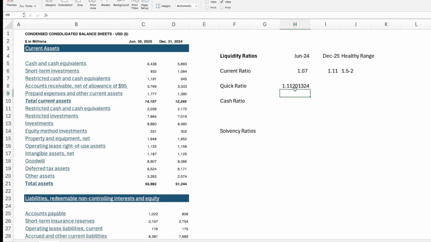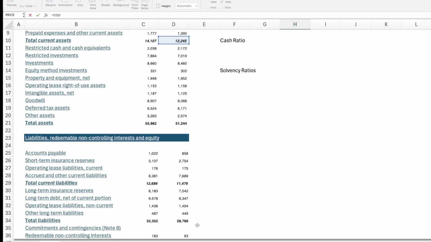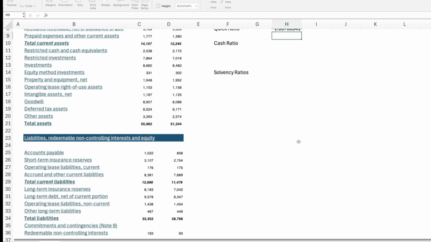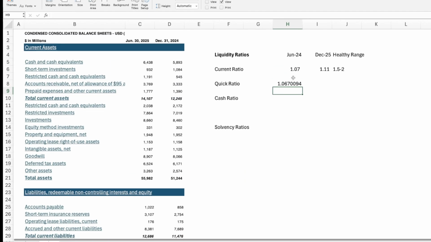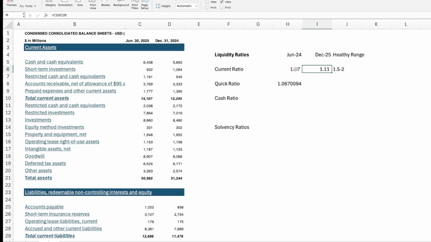Sorry, I've done this wrong. I did the wrong year. There we go. Again, just do a bit of formatting.